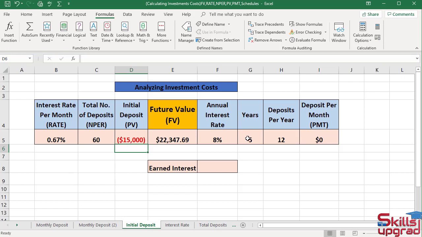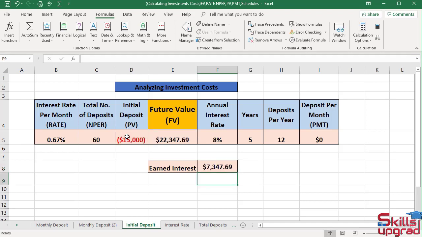So how much interest is earned from the invested or deposited money? Active cell reference F8, enter equal sign, add the value of initial deposit to the value of future value. Click cell reference E5, enter addition operator, click cell reference D5, press enter key.